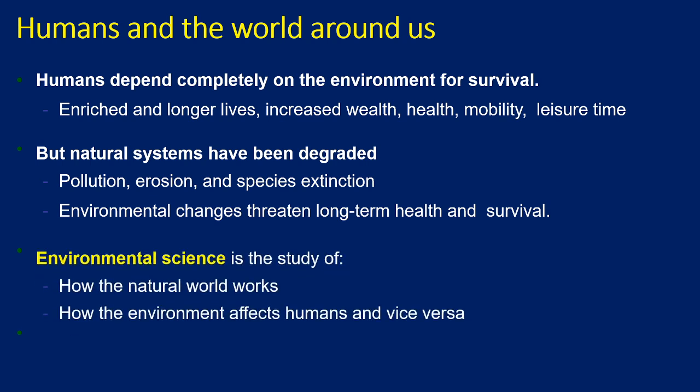So, environmental science is the study of how the natural world works, how the environment affects humans, and vice versa. Basically, environmental science is nothing but the understanding of the working of nature and how human intervention affects the environment and the vice versa part of it.